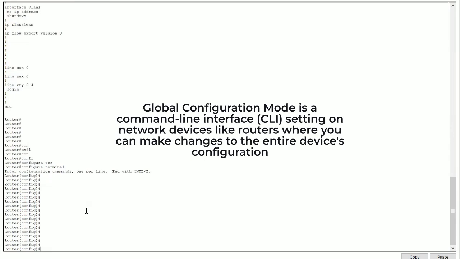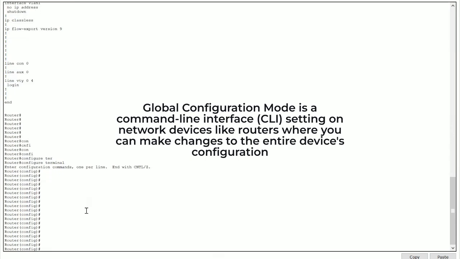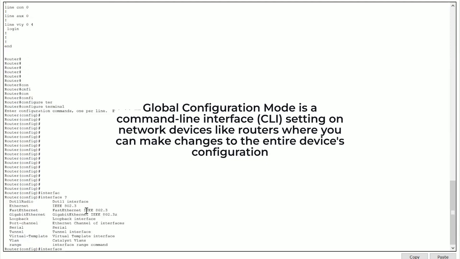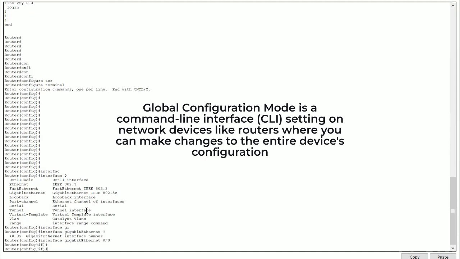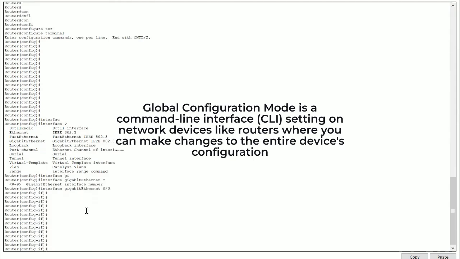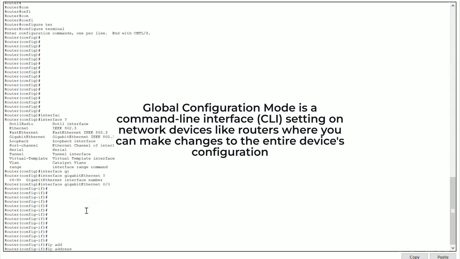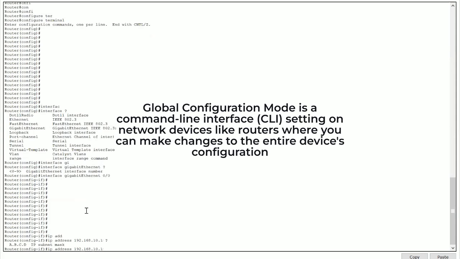Okay, from here I can go to a particular interface on the router. Let's say interface, I can use my gigabit 0/0. Okay, I'm now under interface mode. So you can start making changes to the router. I can decide to put an IP address. This command is used to put an IP address. I can say 192.168.10.1, and use it to add the subnet mask.